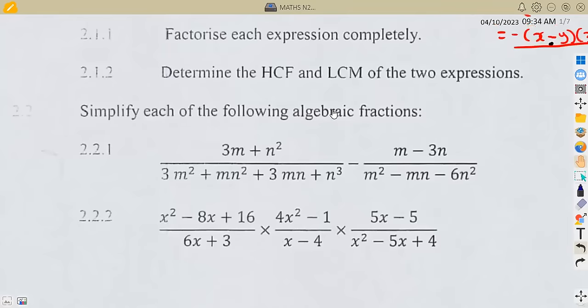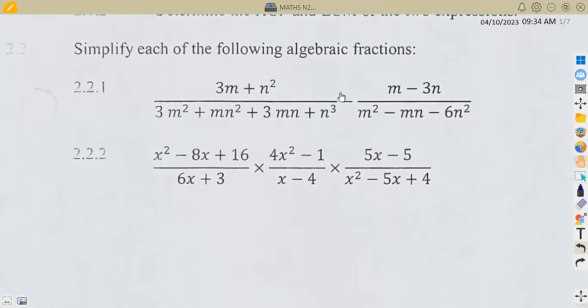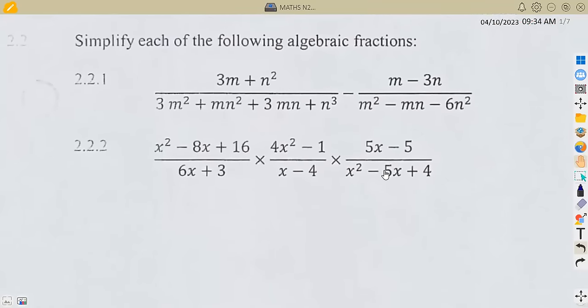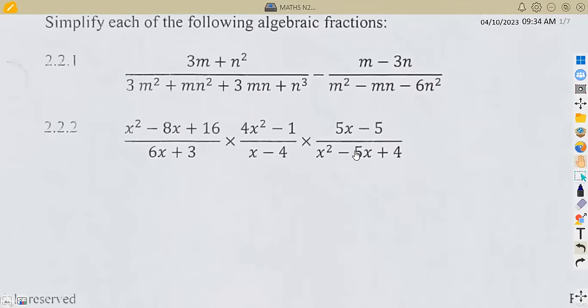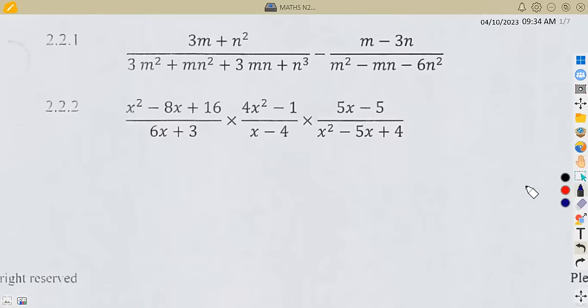We move on to question 2.21, where we are now given to simplify each of the following algebraic fractions. All right, so that was the first question on 2.21. I'm not going to repeat this question. I'm just going to start by factorizing. Where there is a need for us to factorize, then we simplify. So as we know, guys, for you to simplify or to add or to subtract, it is best that you factorize your denominators so that you can check for the LCM or the LCD in this case.